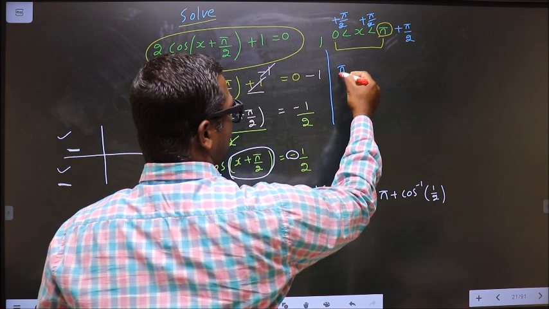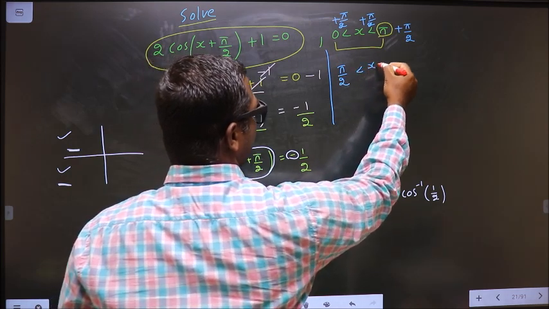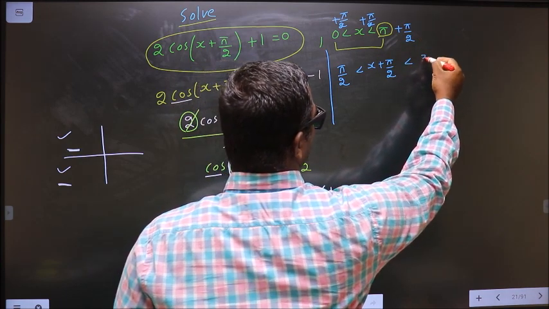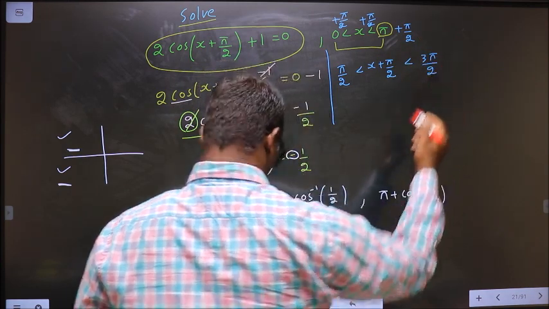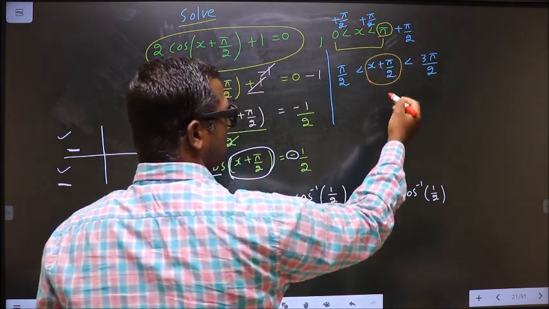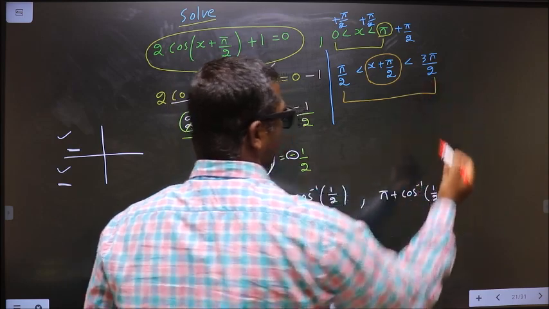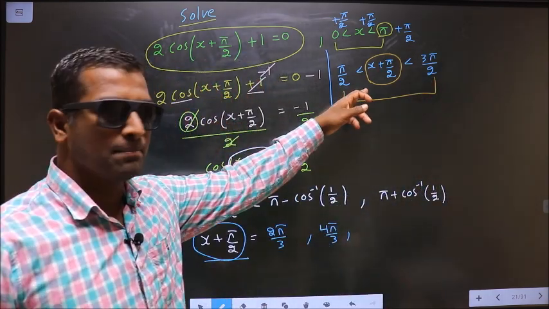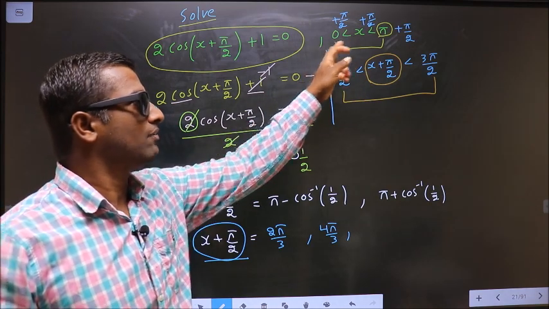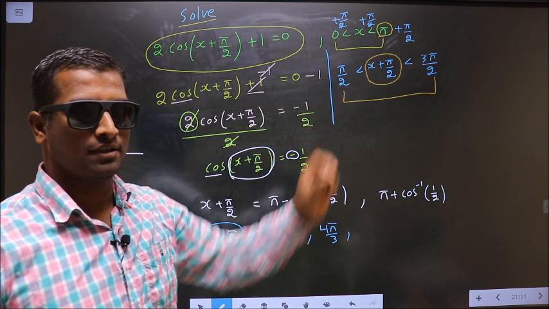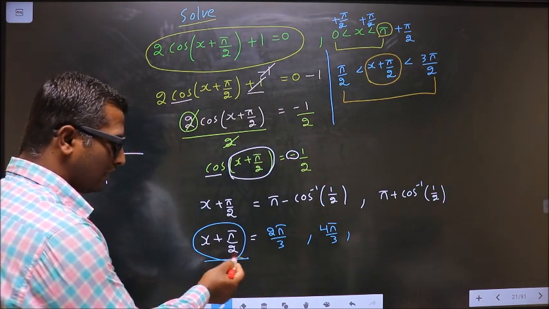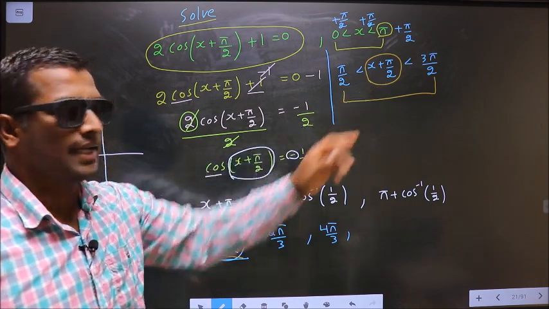So we get pi/2 less than x + pi/2 less than pi + pi/2, which will result in 3 pi/2. Now x + pi/2 values should lie in this interval. When this happens, then automatically the values for x will lie in the interval. Am I clear? Now we should get all the values for this in this interval.